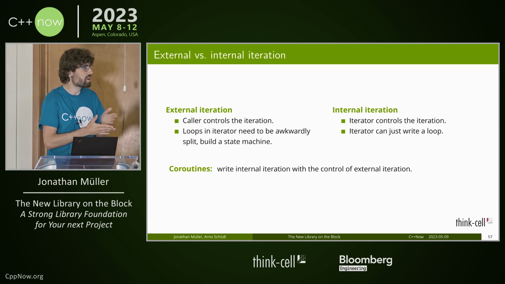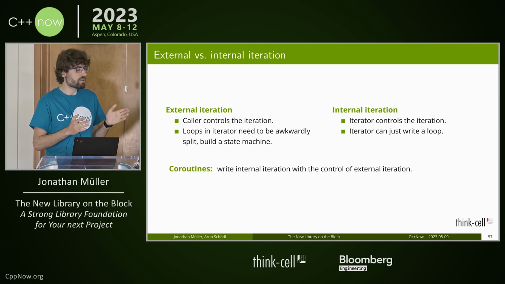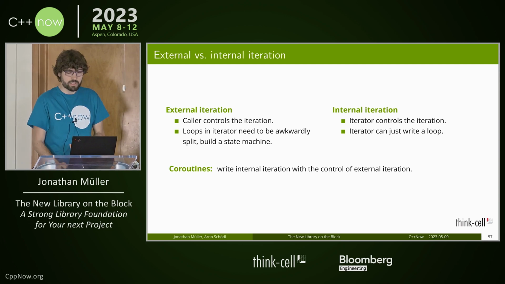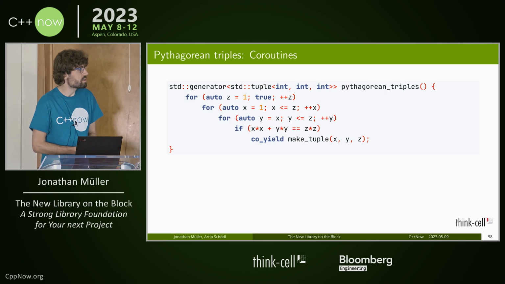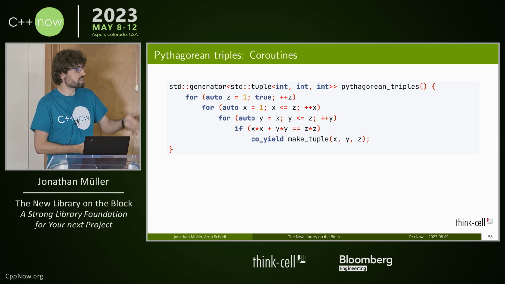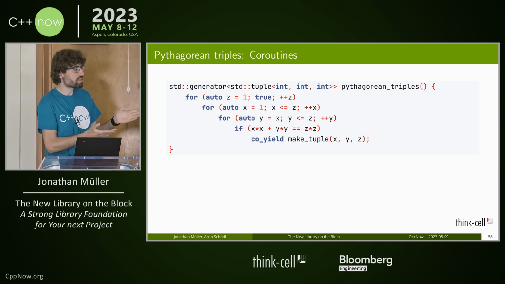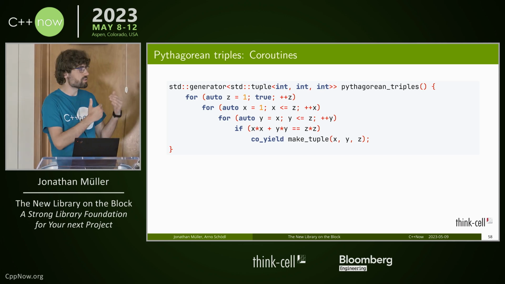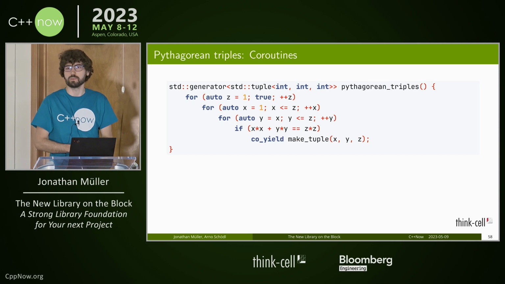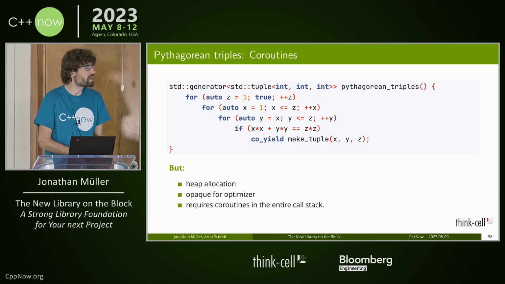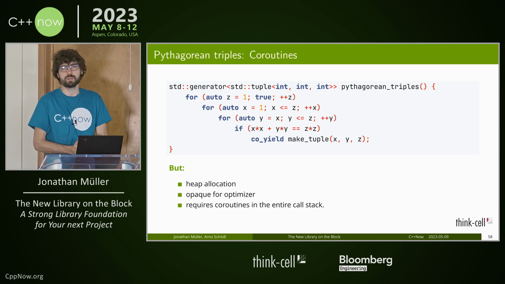Coroutines sort of combine the advantages of both. You can just write internal iteration, but with the control of external iteration. So with coroutines, the code looks like so. We return a generator of tuples. We just write the 3 for loops, the if, and then we yield each thing. And now the caller, like this can still be turned into an iterator, so the caller still has full control, can stop at any time. However, coroutines aren't that great for this particular simple case.